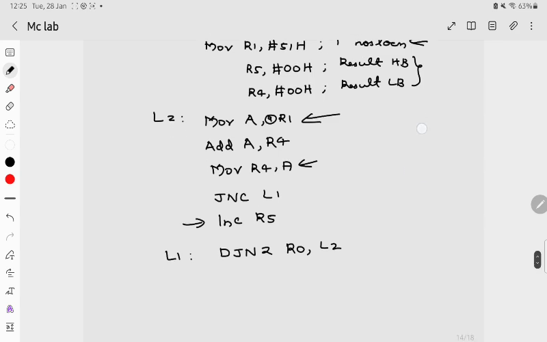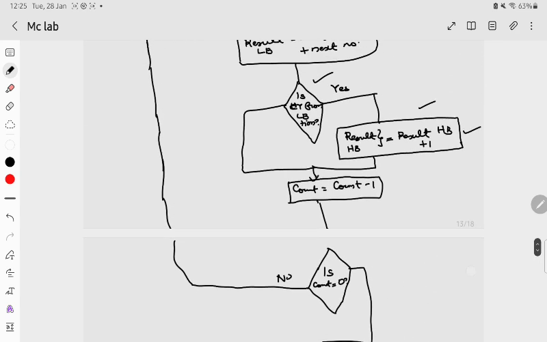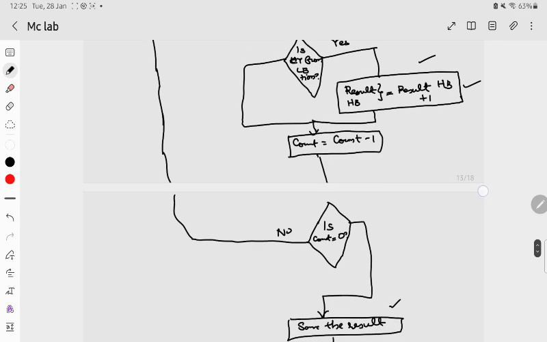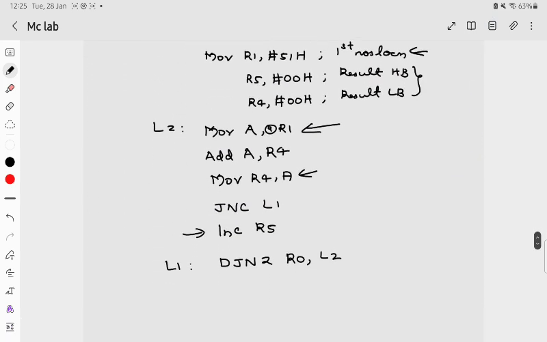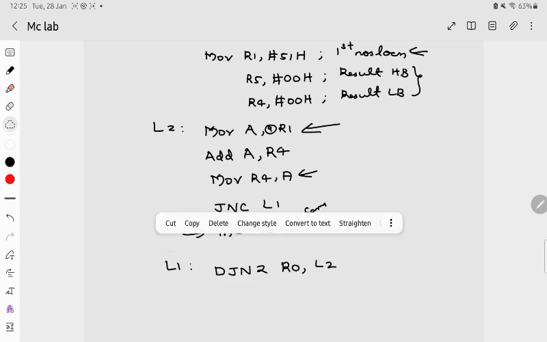Then what we will see, whether there is a carry as per the flowchart. Is there a carry? If there is a carry, you need to increment the higher byte. Otherwise, no need to do anything. So you will write JNC L1. If there is no carry, higher byte remains the same. If there is a carry, then what you should do? If there is a carry, we need to increment the higher byte, right? So the higher byte is incremented. If there is a carry, it comes to here. So your higher byte will be incremented.